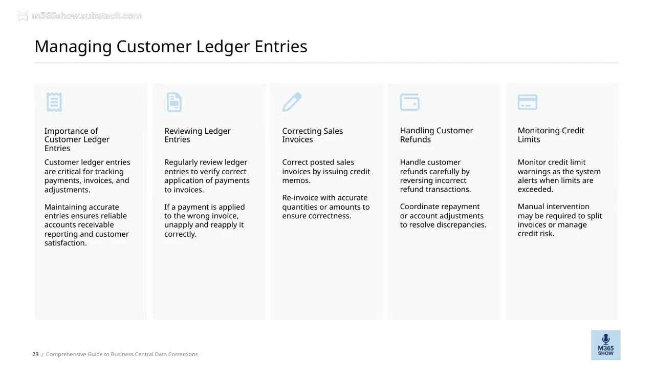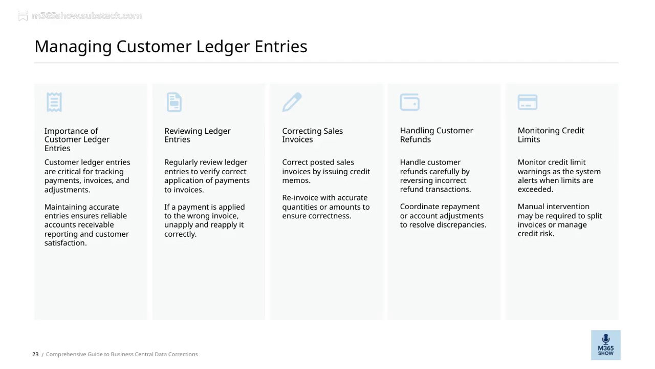When it comes to correcting posted sales invoices, issuing credit memos is an effective way to adjust errors. If needed, we can re-invoice with the correct quantities or amounts to ensure everything is accurate and up to date.